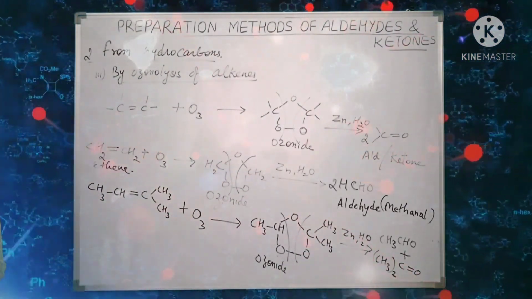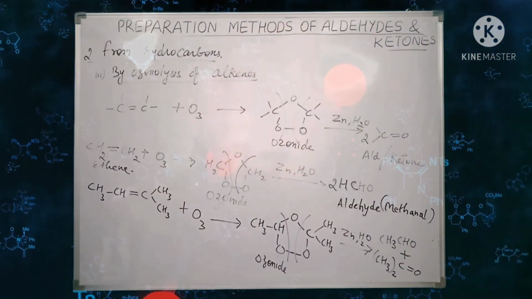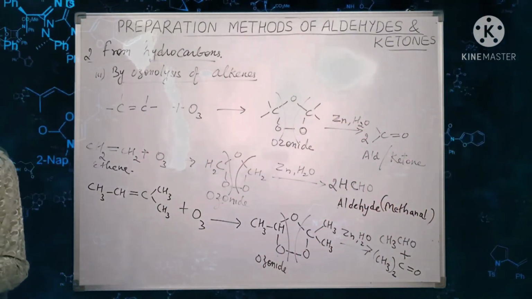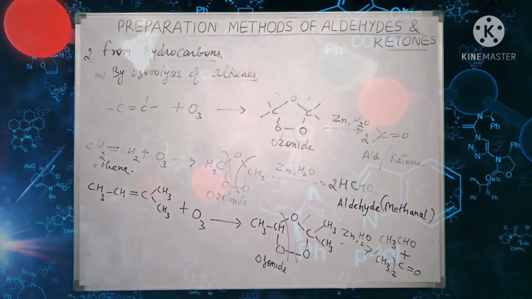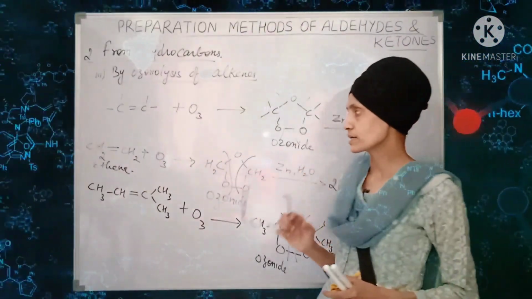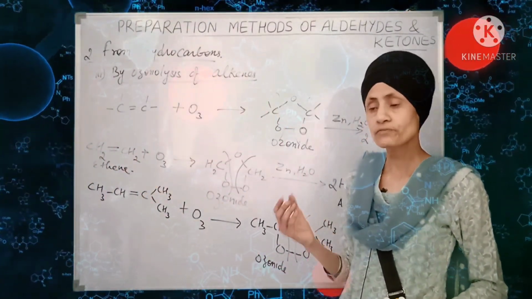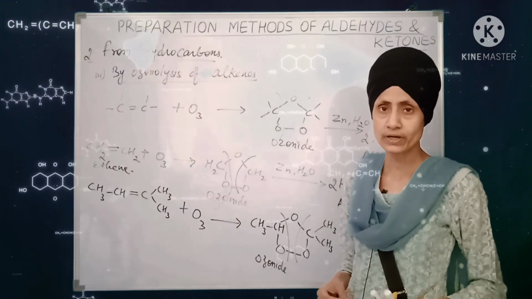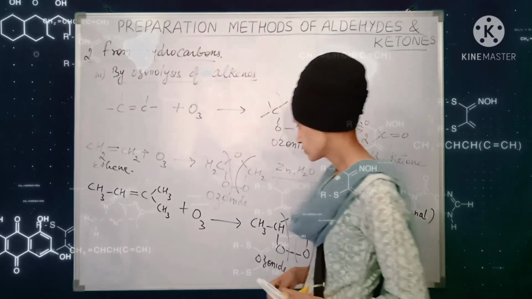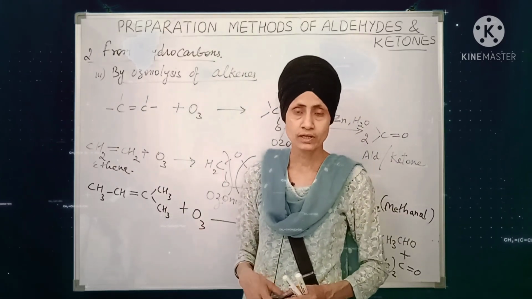Now the next method that we are going to do will be for the preparation of aldehydes only. So these methods that we have done till now are common for the preparation of aldehydes and ketones. There are a few methods by which only aldehydes can be prepared and a few methods by which only ketones can be prepared. That we will discuss in the next lecture, because it will be quite a lengthy lecture.